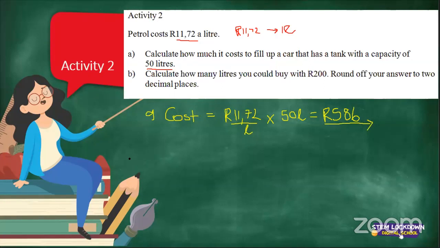And now for B. It says calculate how many liters you could buy with 200 rand. Round off your answer to 2 decimal places. How many liters, Leonard, would you buy with 200 rand? Please write your answer on the group chat. I'll check whether you understand this. How many liters can you buy with 200?